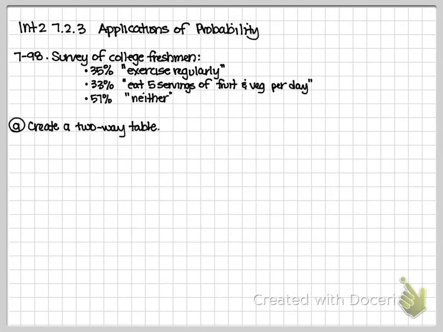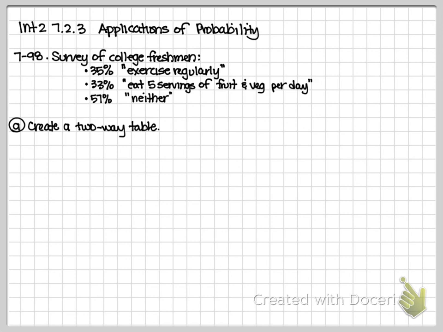Okay, so for Integrated 2, 7.2.3, now we're just going to do some application problems. These are going to come directly from the book. So we're going to take a look at 7-98, and I have summarized the information that they've given us. So basically, there was a survey for college freshmen at some point in time.